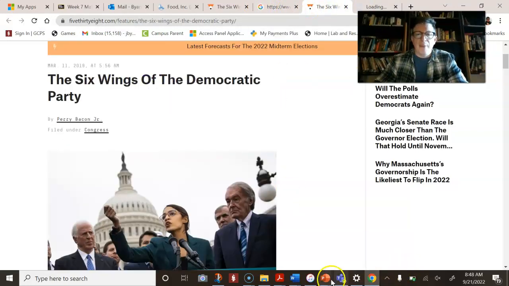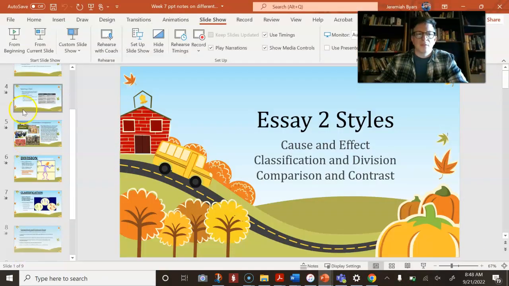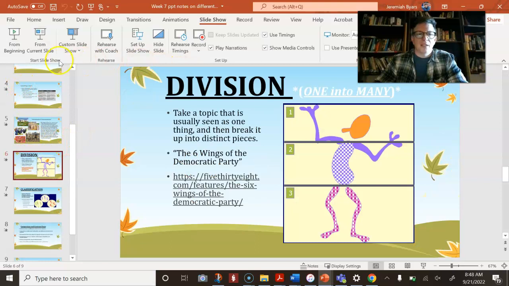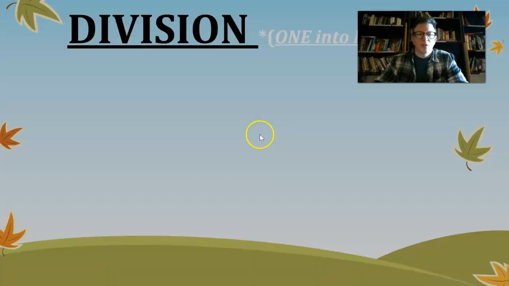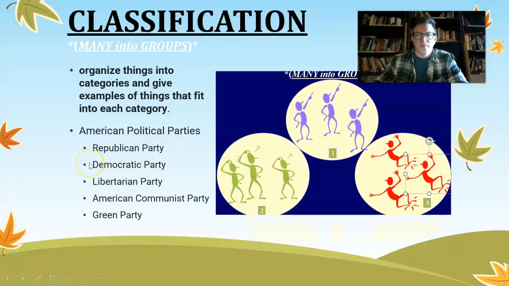And then the complete opposite of that, let's see, is classification. Okay, organize things into categories and give examples of things that fit into each category. All right, and so this right here is like, we can say, well, there's the American political parties.